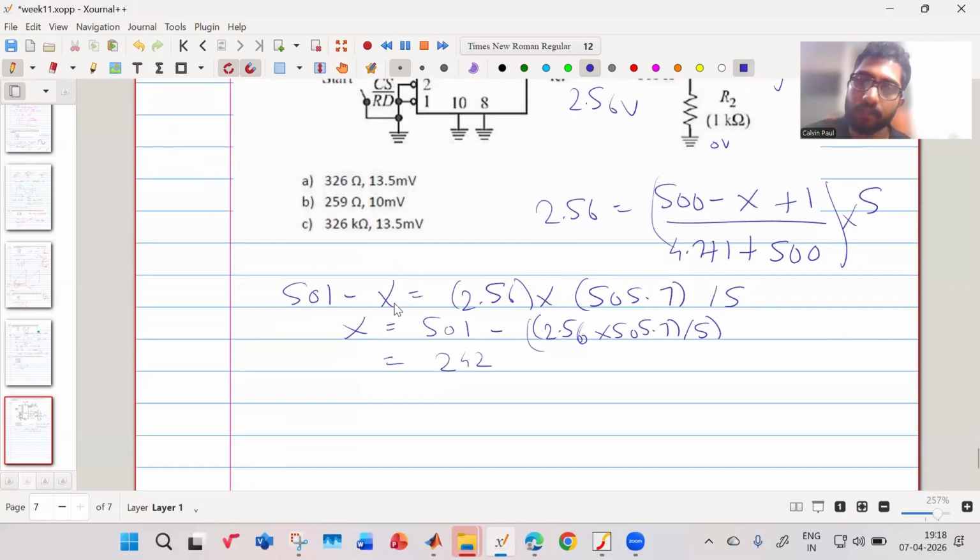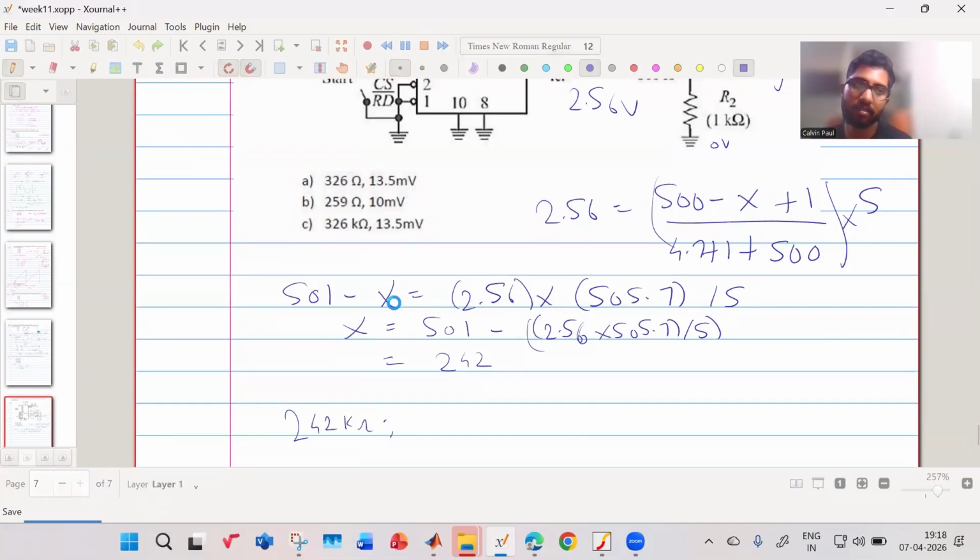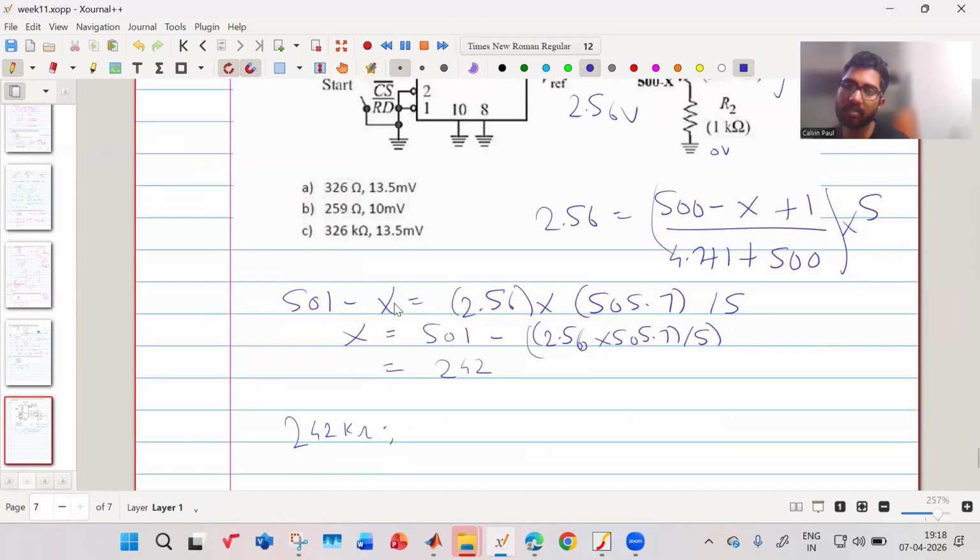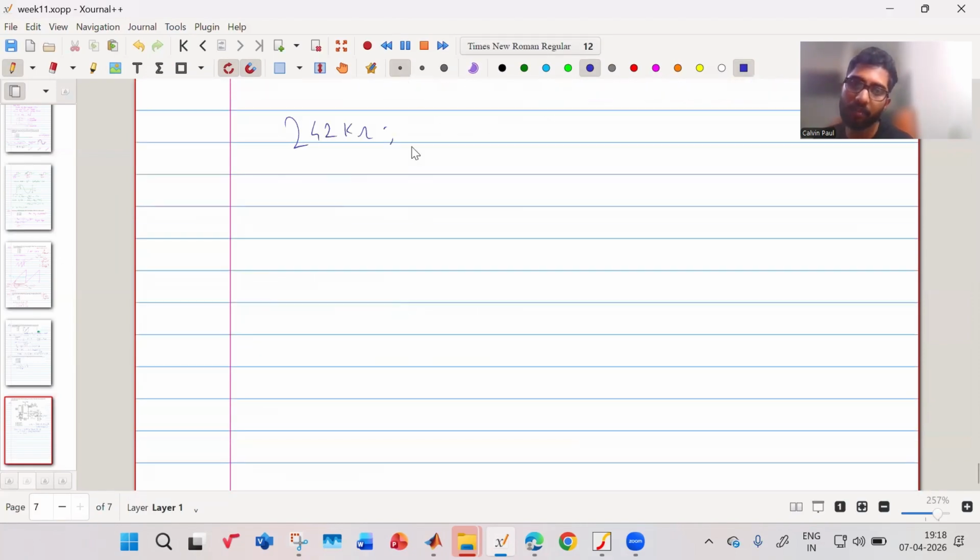So your x is 242 kilo. That was not among the options. So that's why this was incorrect. Like this question maybe has an error in the answer which they have provided.